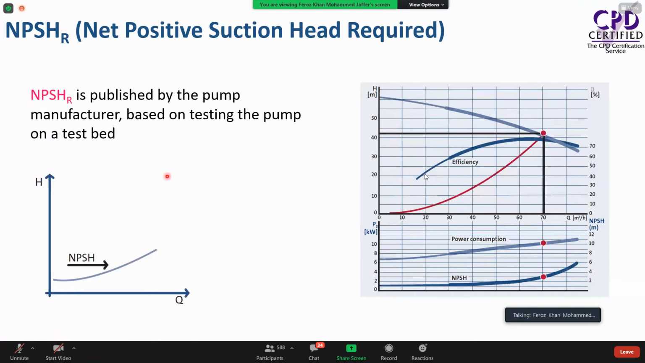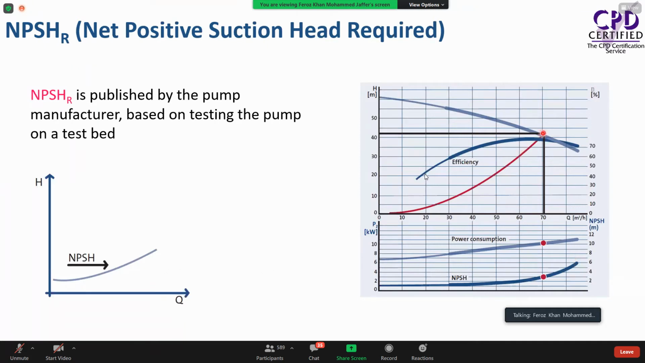First, let's look at how to find NPSHR. As I mentioned earlier, this is published by the pump manufacturer. We have the pump performance curve. We have the flow and head curve, and the red one is the efficiency curve. At the bottom, you can see two curves. One will be power consumption, P1, and also we will have P2. Those two will be parallel curves. On the bottom, what you see is the NPSH curve, the net positive suction head required curve.